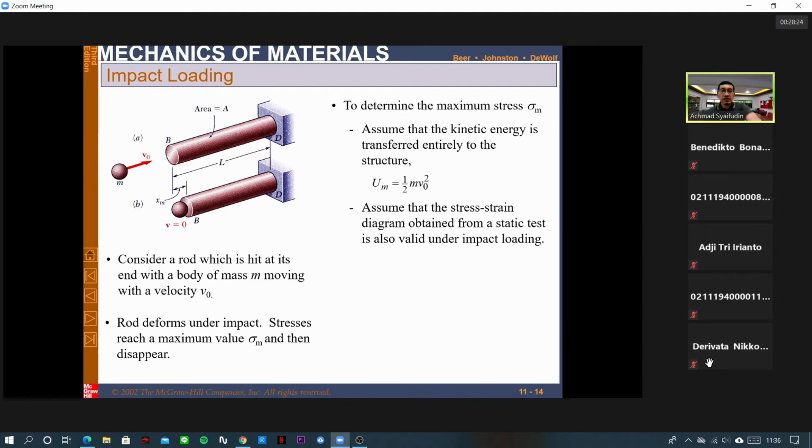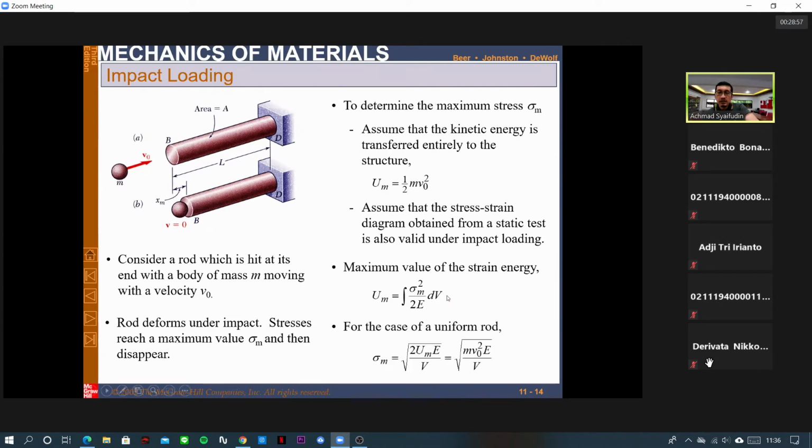So for the impact case, there are kinetic and potential energies. The kinetic energy will be transferred entirely to the structure, and we can determine it from this formulation. The maximum value of the strain energy will be equal to this formulation. And if the case is a uniform rod, we can apply this formulation.